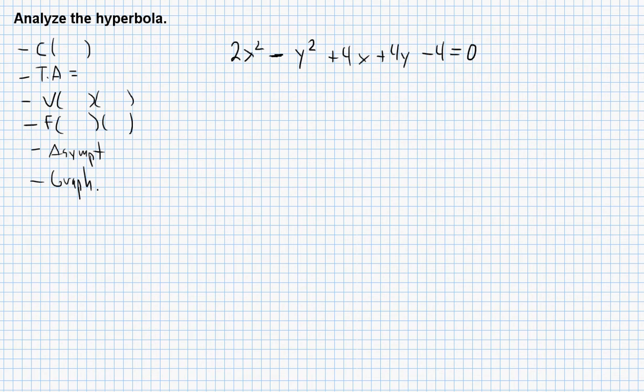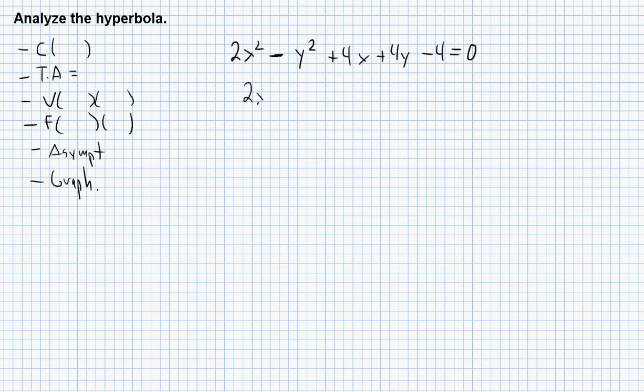Now we know that's a hyperbola because one of the quadratic terms, one of the squared parts is positive, is added, the other one is negative. In this case it's the minus y squared, but it's going to be a hyperbola because of that. Okay, so it's not in vertex form, so we've got to complete the square.